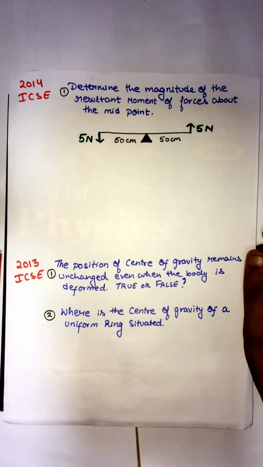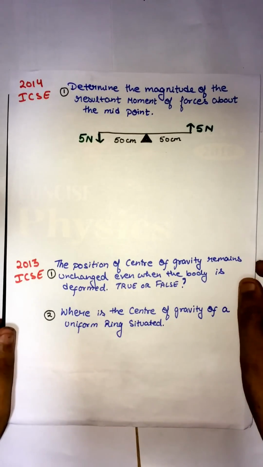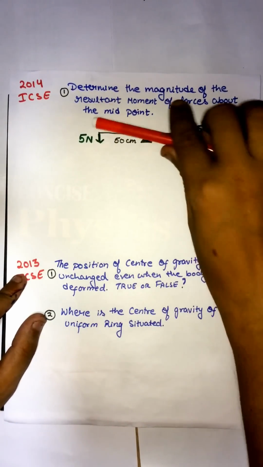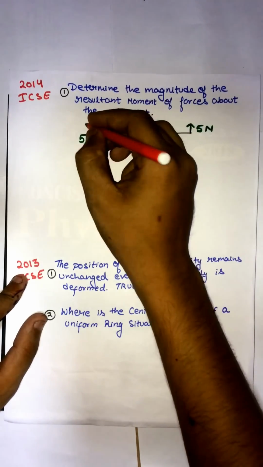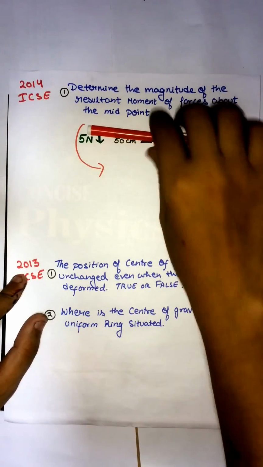2014 had some more questions, but they are out of syllabus, so I am not discussing them. Determine the magnitude of resultant moment of forces about midpoint. So one force is over here. Now I'll keep the fulcrum like this, and the force is applied like this. So it will rotate the rod like this, and this force is applied in the upward direction.